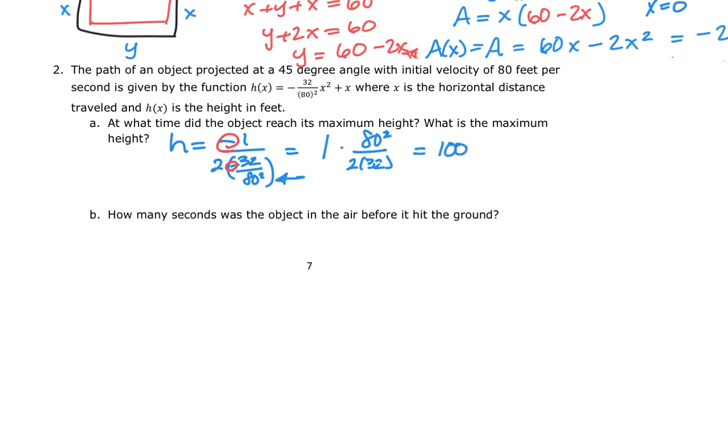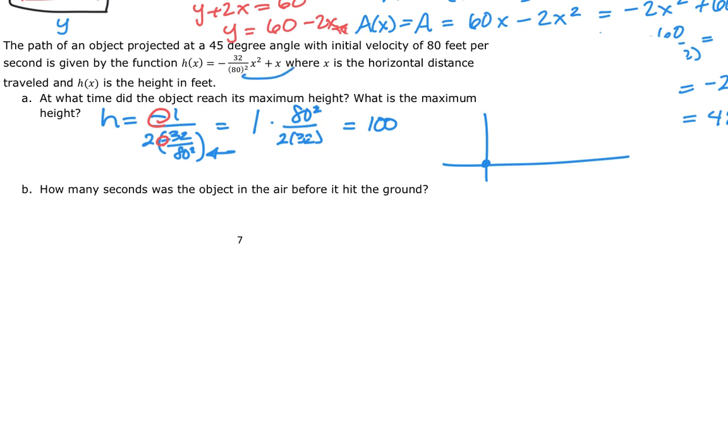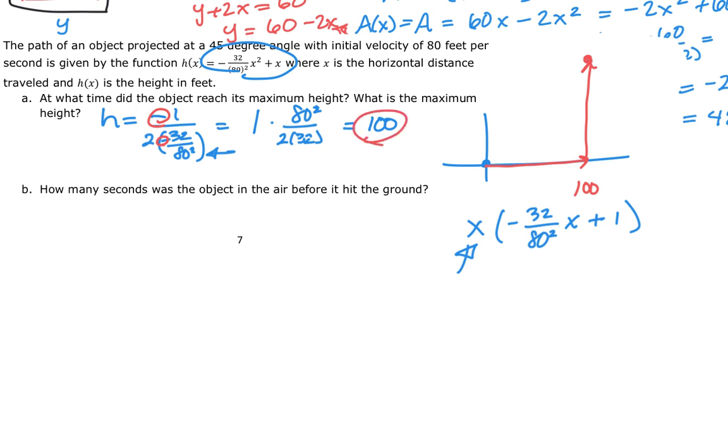So when you shoot this rocket off, I know it's going to start here at 0, 0. And you're like, how do I know that? If you set this thing equal to 0 and solve, you're going to have x, factoring out an x, and then you're going to have negative 32 over 80 squared x plus 1. So this gives me x is equal to 0. Now, if I go 100 feet, I'm going to hit my max height, whatever that is. That's what this is telling me at 100 feet.